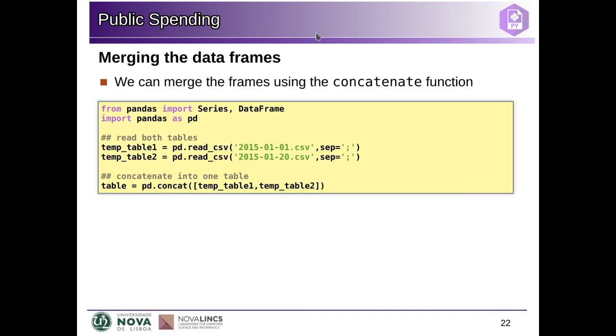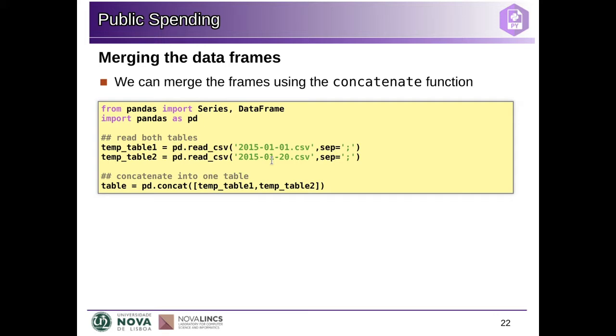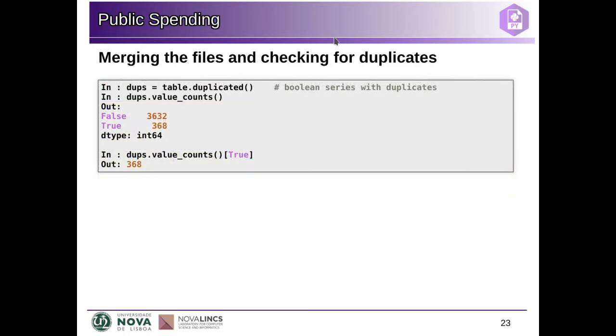So we use this concat function. And now we get this table variable that is referring to a data frame which has all the data we loaded. So now we have one problem here, which is that there is some overlap between the two files. I started the second one at January 20, but this first one goes over January 20 because the first 2,000 records end later than January 20. But we can check that easily.